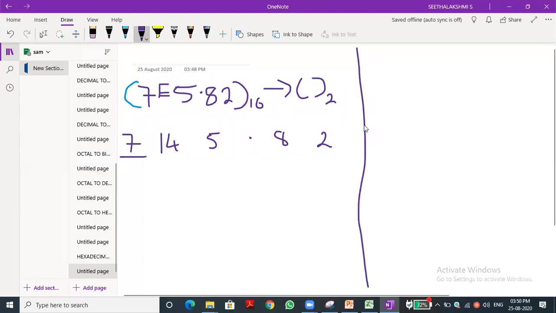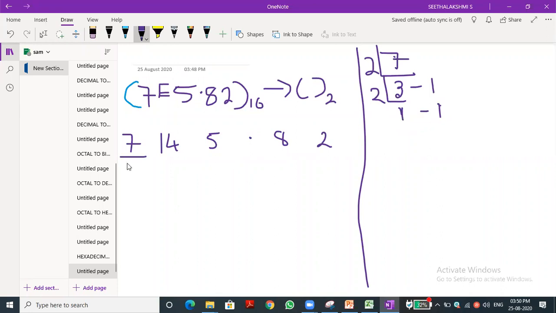7. If you divide by 2, three 2s are 6, remainder 1. Then again, 2 in 3: one 2 is 2, remainder 1. So what is the value we got? 1 1 1. So we need to add 0 in front.